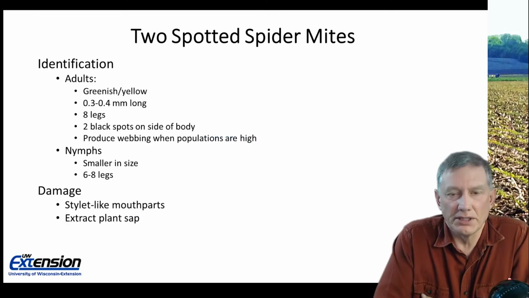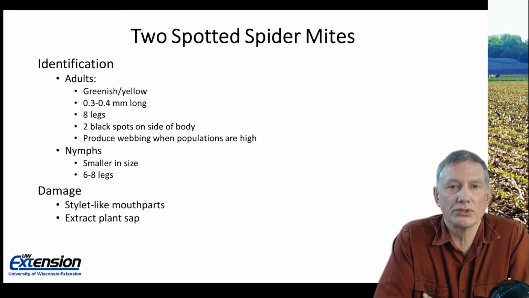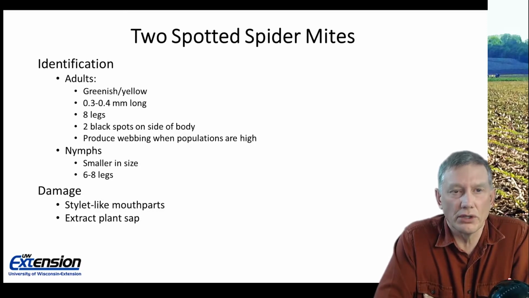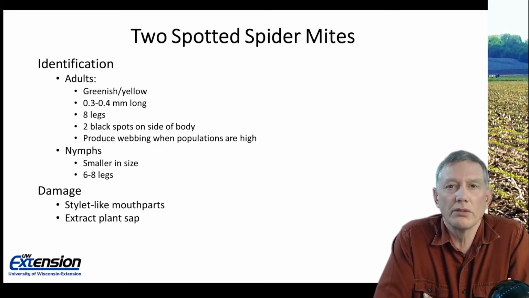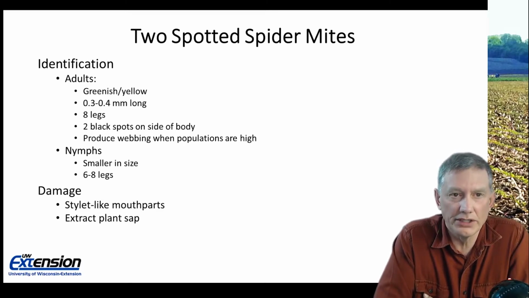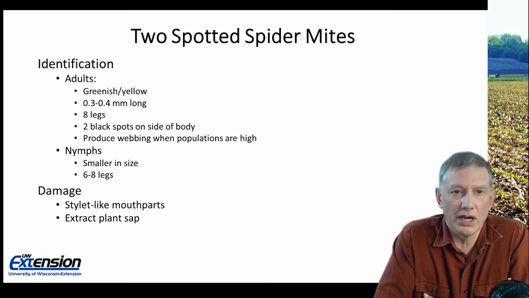Two-spotted spider mites are what I would classify as an occasional pest in Wisconsin, but when they are present, primarily during hot, dry spells, they can be an extremely important pest. The adults are kind of greenish yellow in color, very, very small, 0.3 to 0.4 millimeters long. All adults will have 8 legs, and they have 2 blackish colored spots on each side of the body.